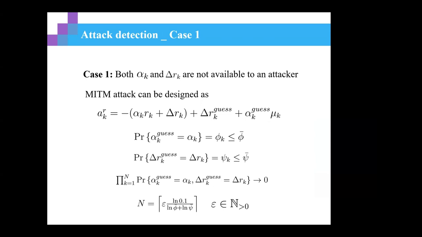Now let's consider four different attack scenarios. First, let's consider the first situation. Both alpha sub k and the watermark R sub k are not available to an attacker. That is to say, an attacker cannot obtain the information about the encoding function and the watermark. Even if it can obtain the system model, it cannot design the stealthy attacks. In this situation, the attack can be designed as follows.